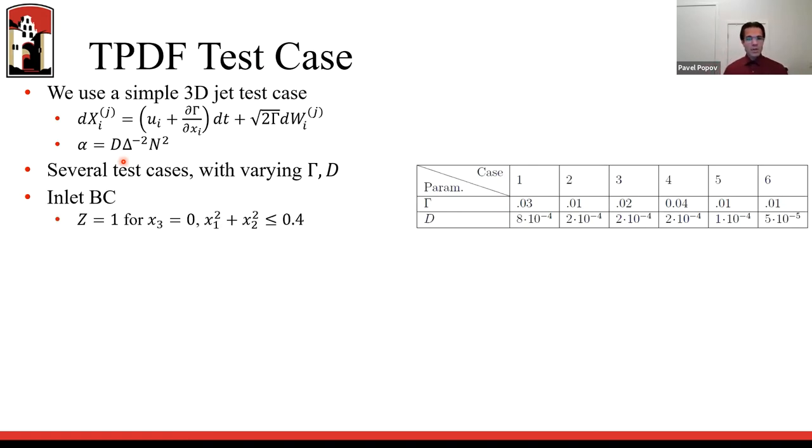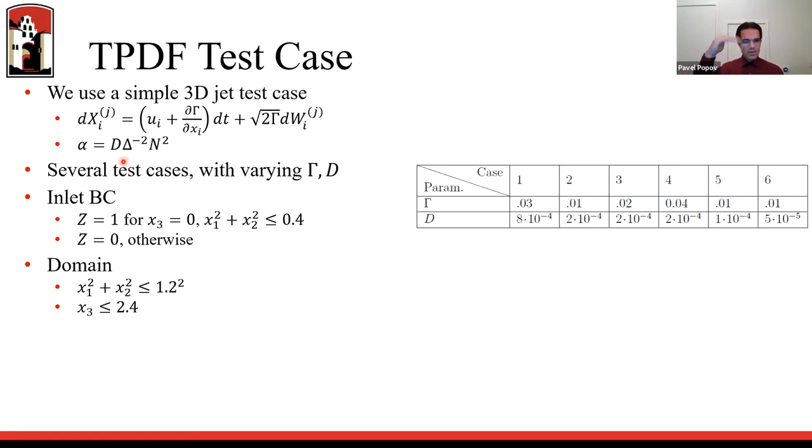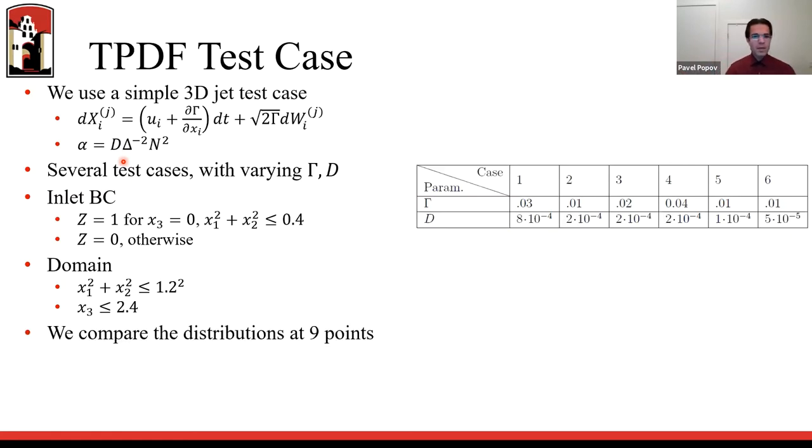The inlet boundary condition, as I mentioned, is z equal to 1 if the axial radius is less than 0.4, and z equal to 0 otherwise. So that's basically a fuel jet in an air cold flow. And the domain is just a cylinder of radius 1.2 and of height 2.4.